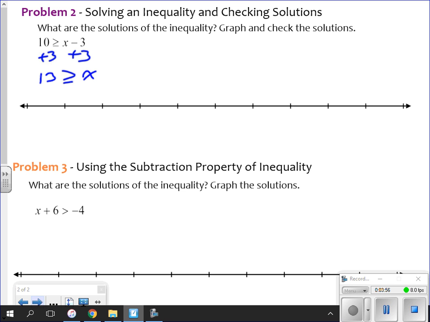Now, you will notice that on the number line there are no numbers. Oh my God, where do I put the 13? Anywhere I want.